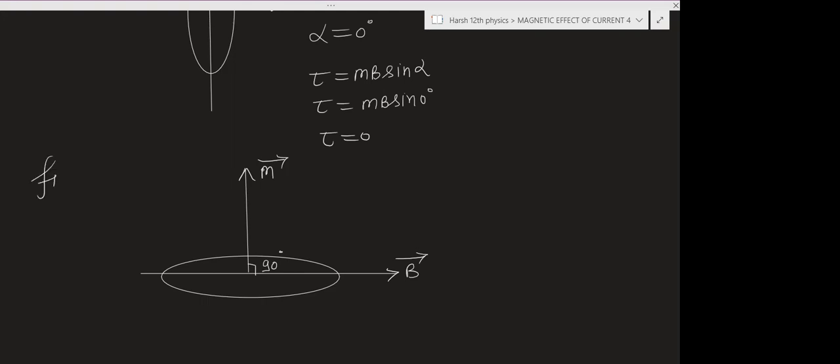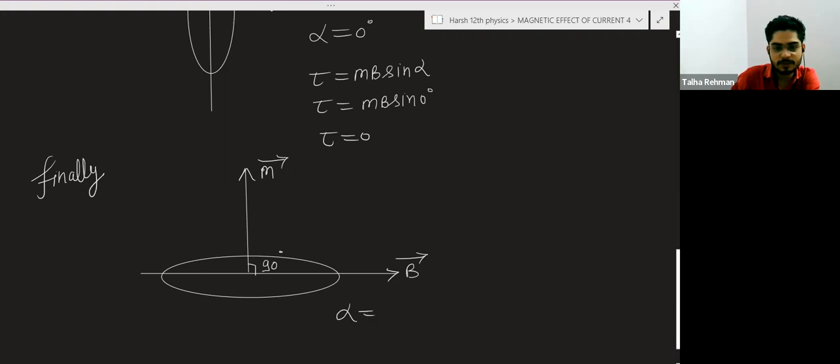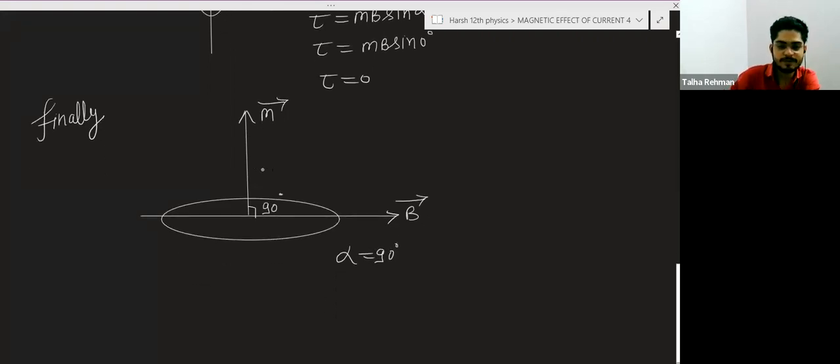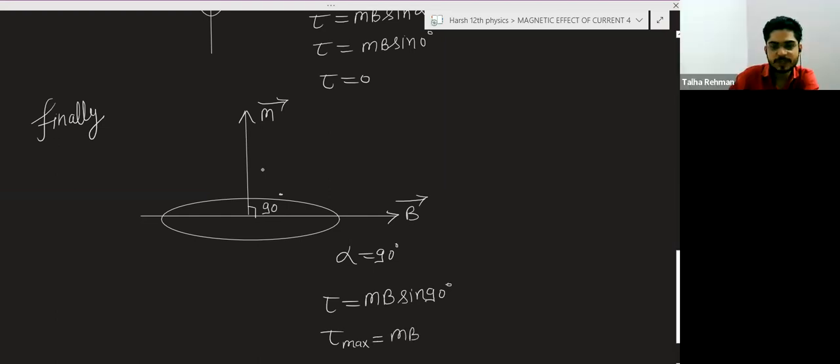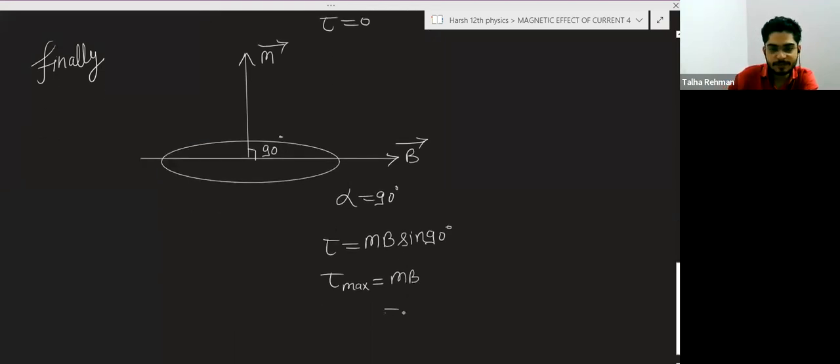Finally, we have this, and here alpha is equal to 90 degrees. So apply the formula of torque, mB sine alpha, mB sine 90. In this case sine 90 is there, so the torque will be maximum, m into B. Both the values we have.